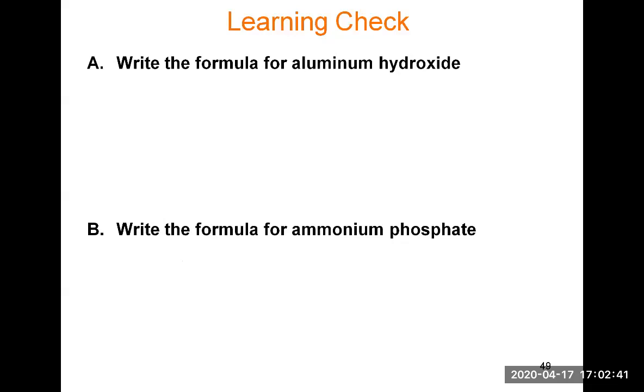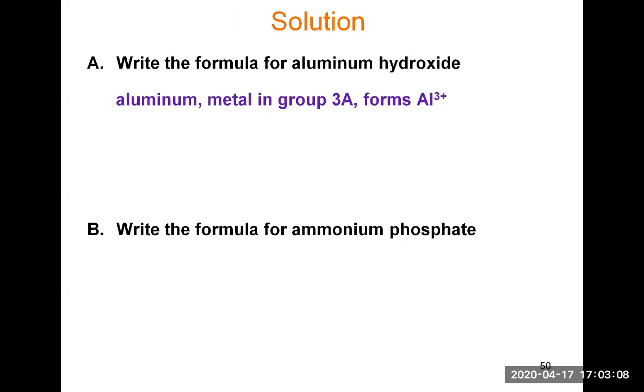Let's practice more with the formula for aluminum hydroxide. Again, you want to pause the video to do this on your own before you watch the answer. So aluminum is a metal from group 3A. It's a predictable ion from group 3A, so we know it's aluminum 3+. Hydroxide, even though it ends in "ide", is not one of those monoatomic anions. It's a polyatomic ion of formula OH-.